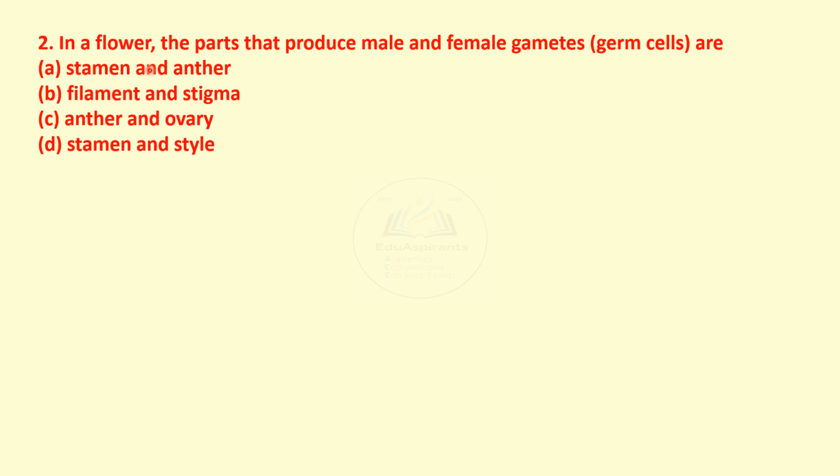2. In a flower, the parts that produce male and female gametes, that is the germ cells, are: stamen, anther; filament, stigma; anther, ovary; or stamen and style. Let us see the answer. It is C, anther and ovary.